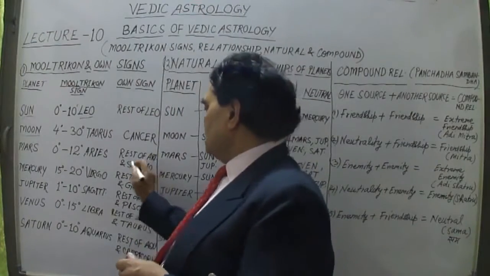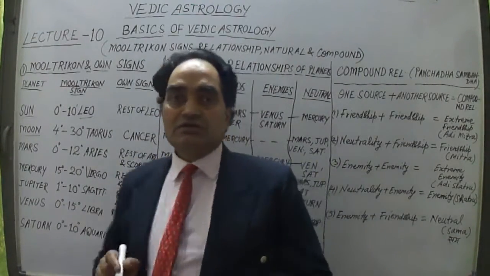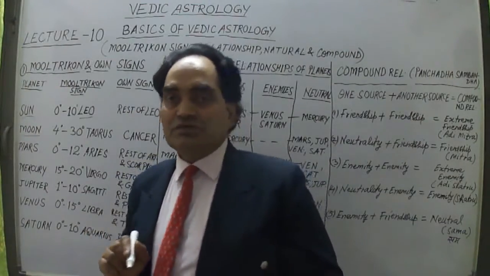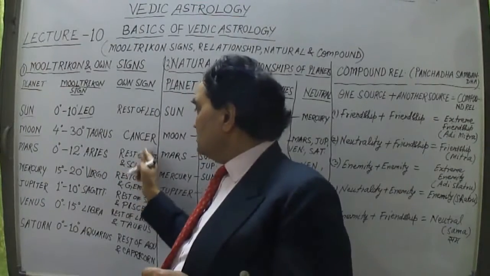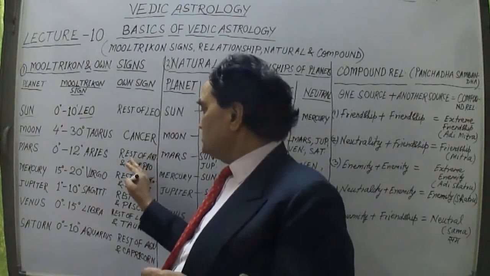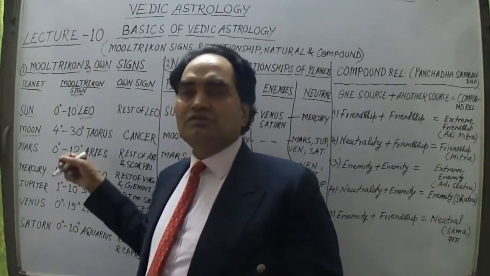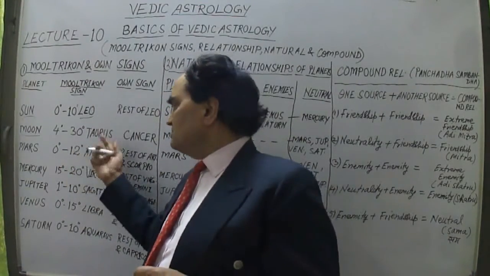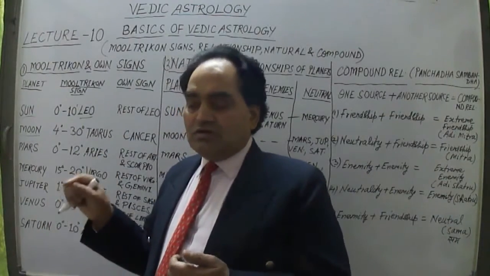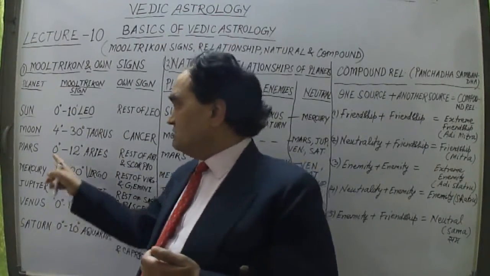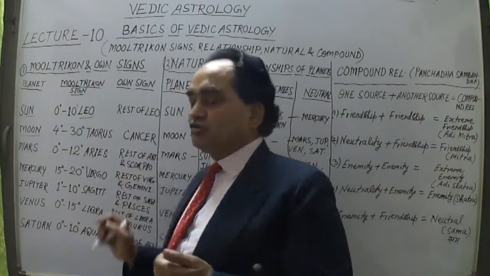This is the rest of the Aries sign, and the Scorpio sign. These two signs are ruled by Mars, so they are his own signs. His own sign is the rest of Aries, meaning from 12 degrees onwards, that is, 13 degrees and onwards. Mars is the lord of the rest of the Aries sign and Scorpio.